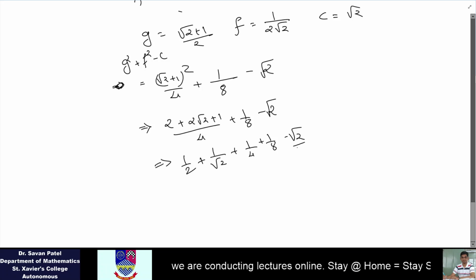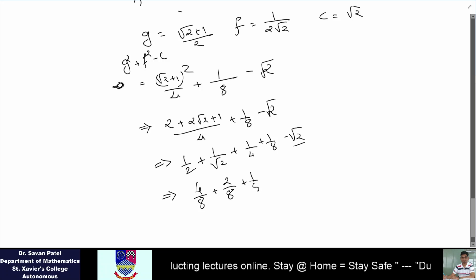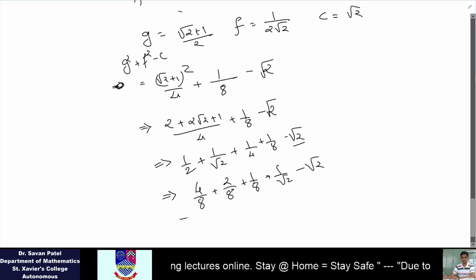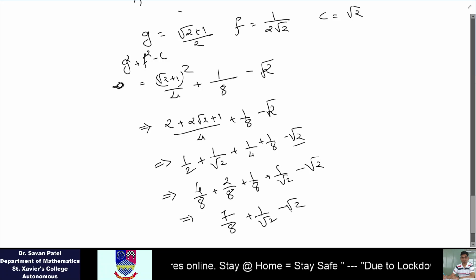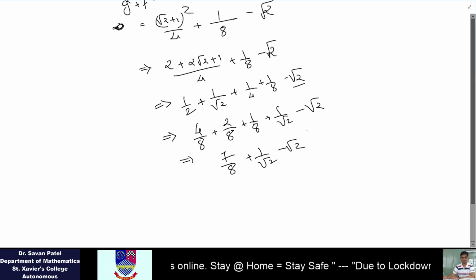So square root 2, simplify this. Here, let me write this is 4 by 8 plus 2 by 8 plus 1 by 8 plus 1 by square root 2 minus root 2. So it is 4 plus 2, that is 6, plus 1, that is 7 by 8 plus 1 by root 2 minus root 2. You want to check whether this is greater than or equal to 0.